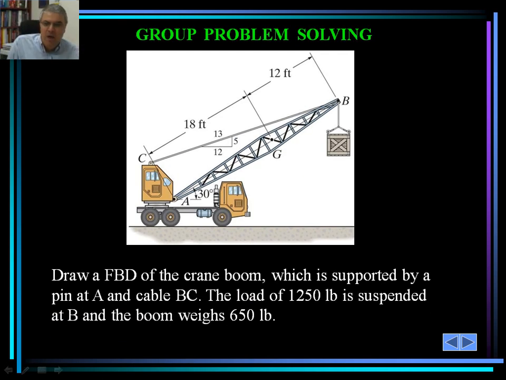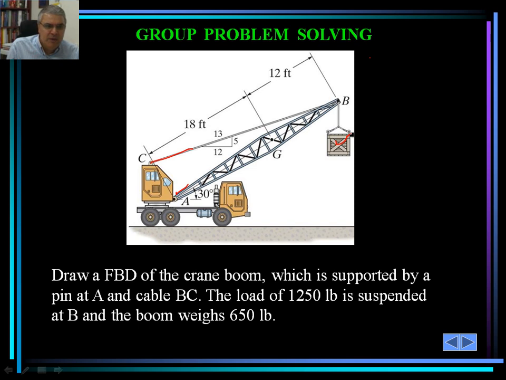Let's do a problem and solve this problem together, and then we would move on. For this particular setup, for this particular machine, we would like to draw a free body diagram of the crane boom, which is supported by a pin at A and cable BC. So we have a pin at A, the information is given, and the cable BC is also shown here. The load of 1,250 pounds is suspended at point B, so that is also given.